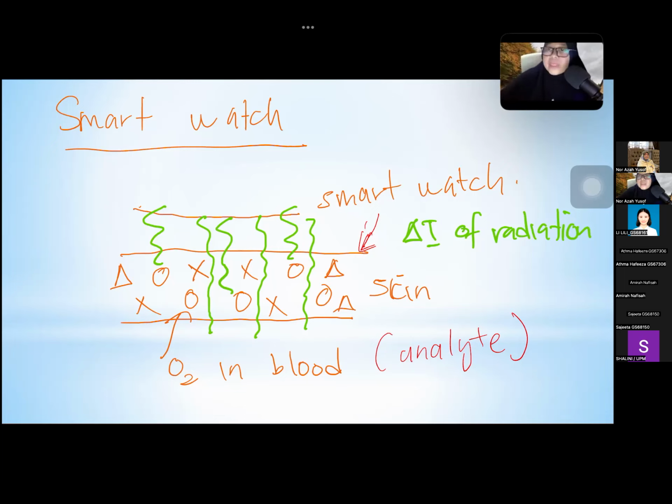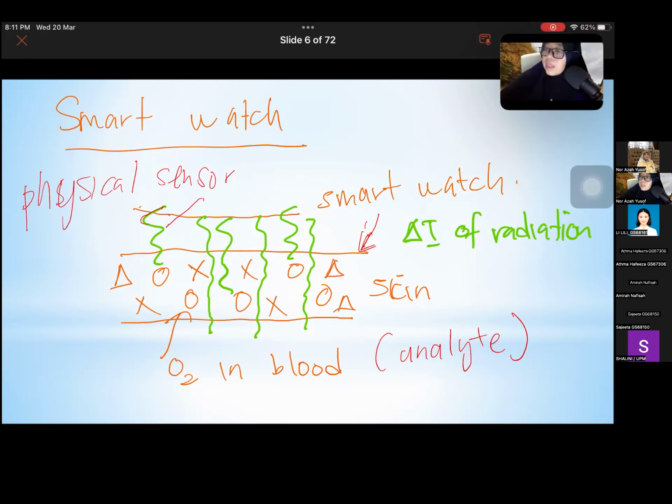And of course, they have done some calculation before. I can consider this a physical sensor, not a chemical or biochemical sensor. There is no reaction whatsoever. The sensing is based on the radiation, the green light you can see here, which is the electromagnetic radiation. Some of it passes through, and some actually interacts with the oxygen molecule in the blood.